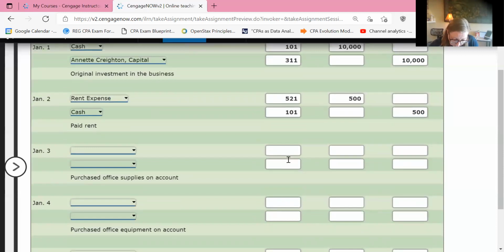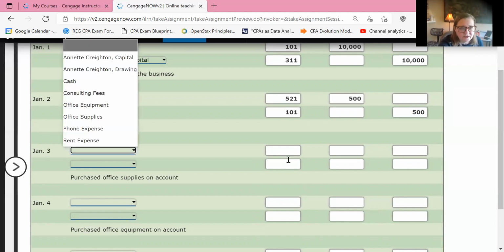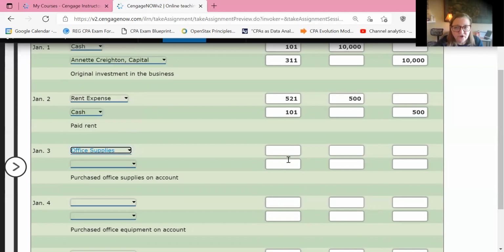On the 3rd, we purchased office supplies on account. So office supplies is an asset. So I'm going to do that first because I know that's a debit. Office supplies, and it was for $300. If I had been paying for these in cash, I would credit cash right now, but it didn't say I paid for them, did it? It said on account. So if I'm buying something, but I'm not paying for it, I'm going to credit accounts payable.